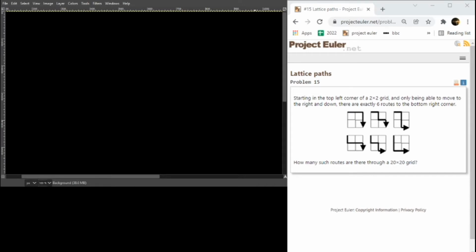This is Project Euler, problem number 15, lattice paths. Starting in the top left corner of a 2x2 grid and only being able to move to the right and down, there are exactly 6 routes to the bottom right corner. How many such routes are there through a 20x20 grid?